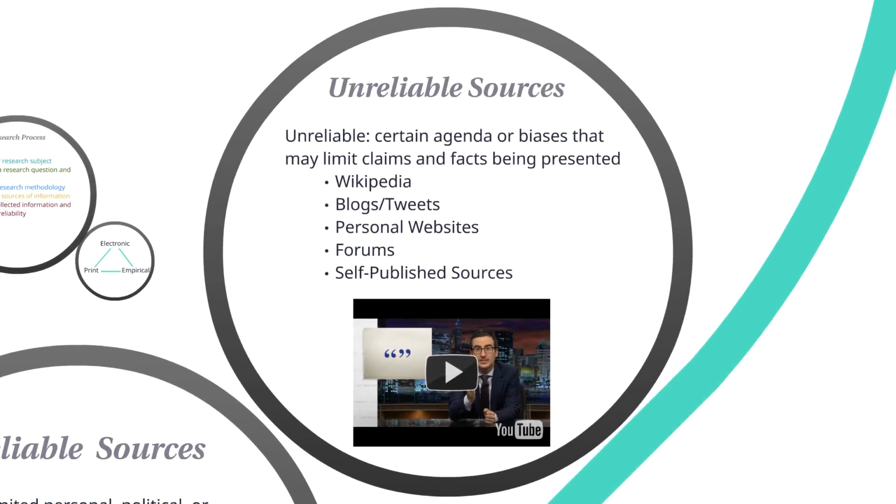So some unreliable sources would mean they have a certain agenda or bias that may limit the claims and facts being presented. Wikipedia is unreliable in the sense that almost anybody can edit it, and it's really hard to judge some of that information on there.